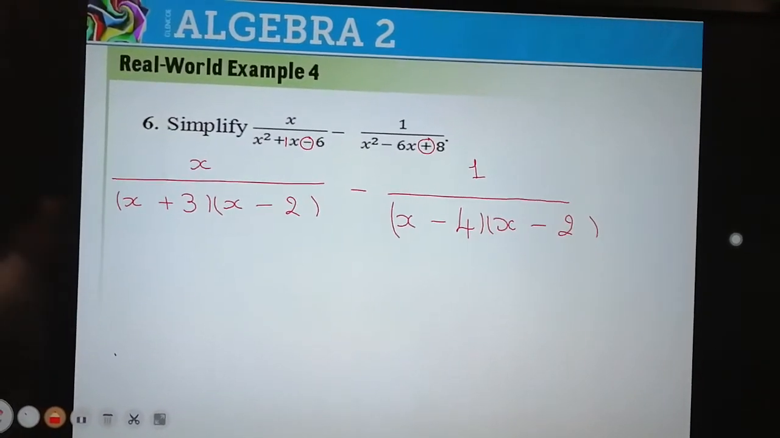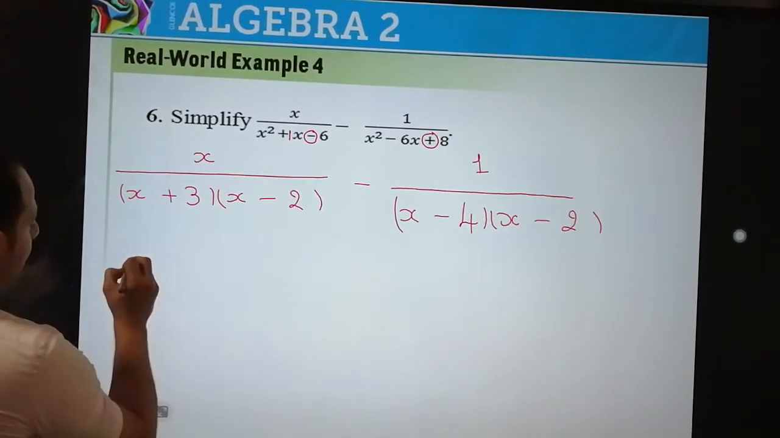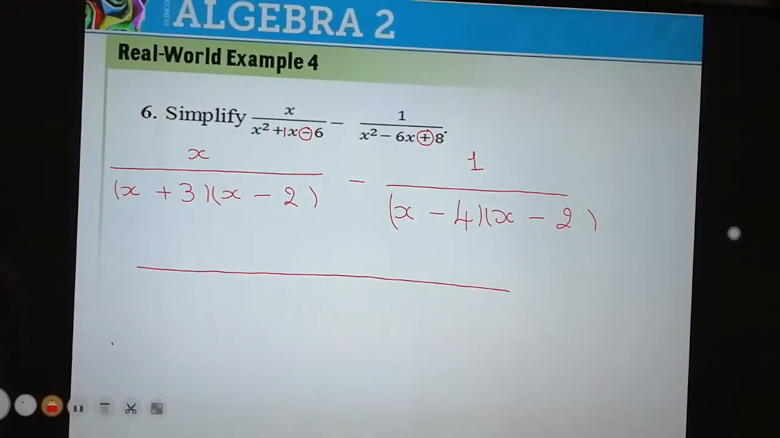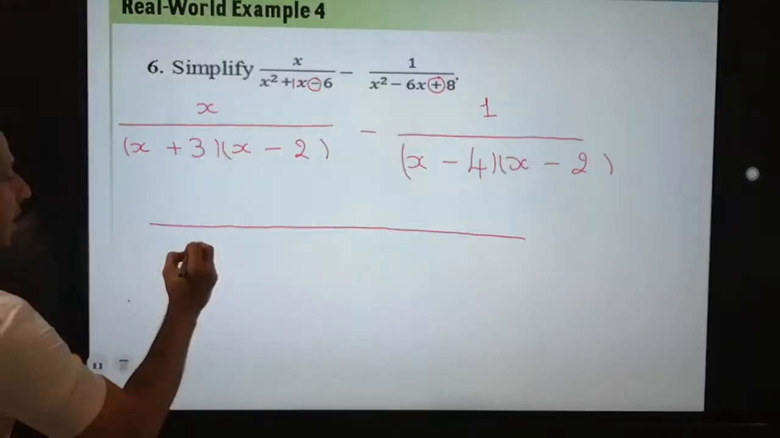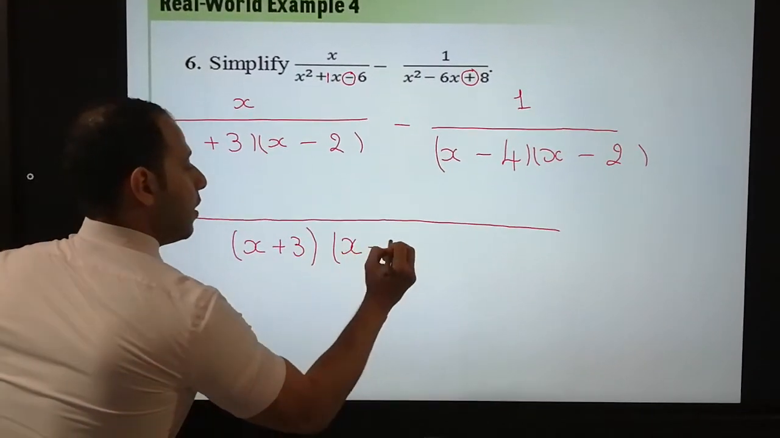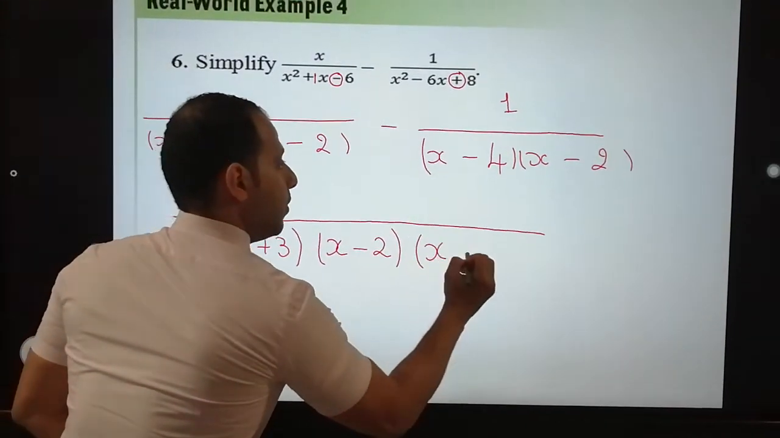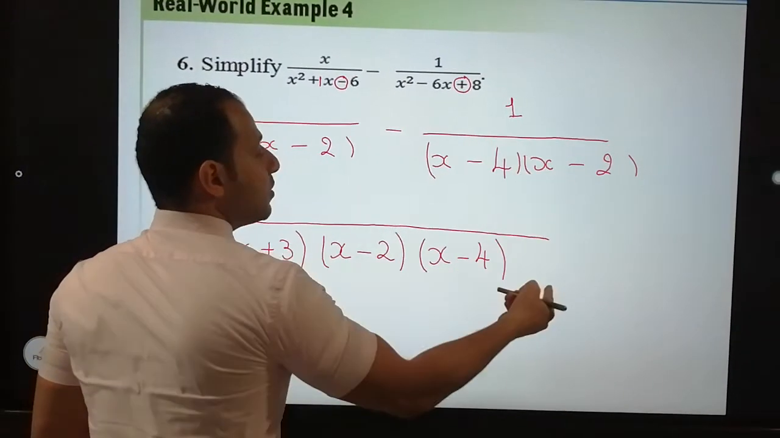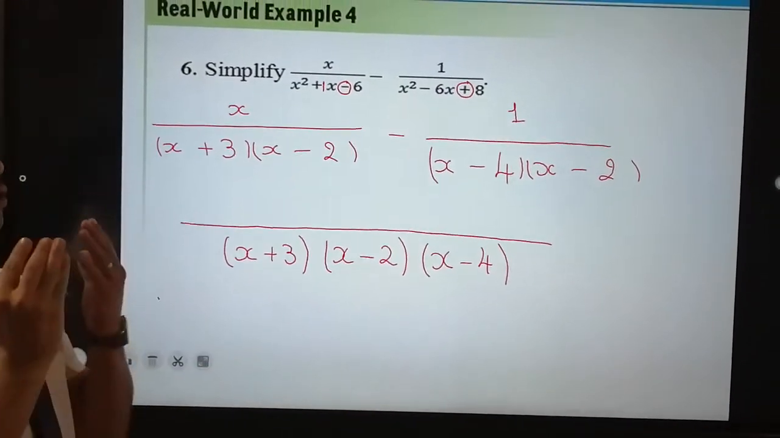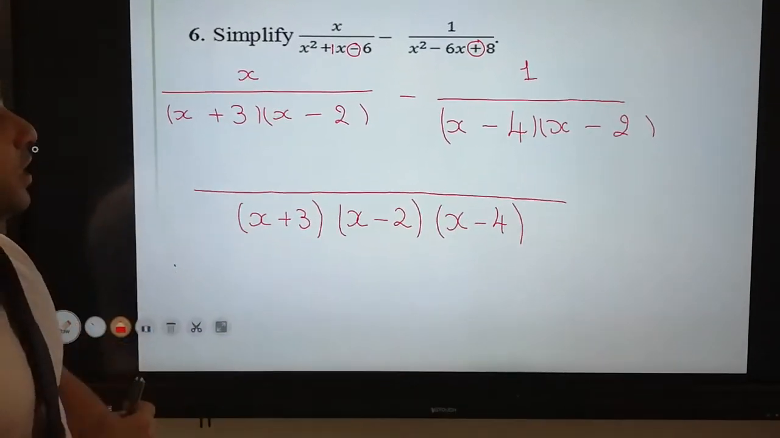Now, I need to get the LCD. LCD, as we said yesterday. I write first the LCD. So I write here the LCD. The LCD will be this bracket, and going to the second, x minus 4, and write x minus 2. It's already written, so we don't repeat. To get the LCD, the common factor for the denominator.